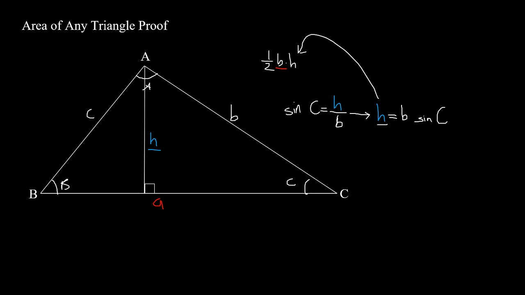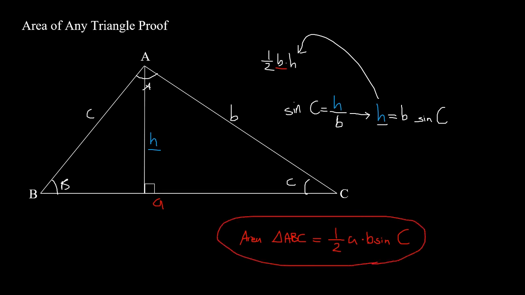So the area of the triangle ABC is going to be equal to 1/2 base times height, or 1/2 a times b sine C. And this is the formula for the area of any triangle.